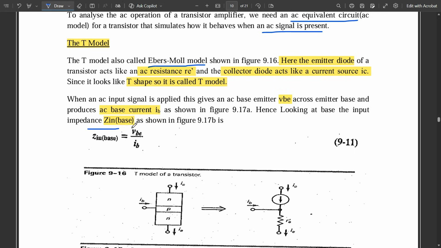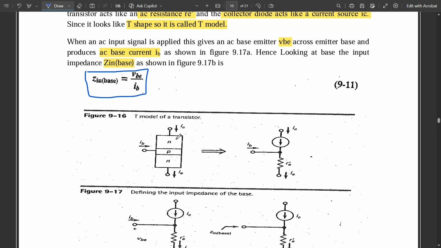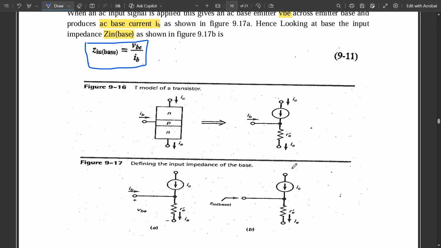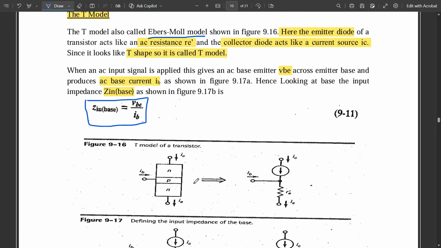With respect to the T model, this equation you need to know: z in base is given by vbe divided by ib. Both these are small letters, so keep in mind this is the AC equivalent circuit. All the abbreviations you see here, currents, voltages, resistances, are kept in small letters because this is an AC equivalent model. I've already told you in my previous video, whichever components are mentioned in small letters, current, voltage, resistance, those are AC components. If they are mentioned in capital letters, those are DC components.